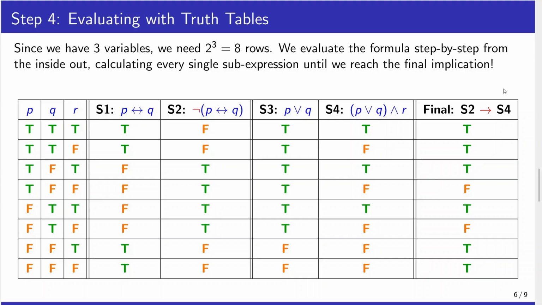By creating a column for every tiny sub-expression, we keep our thoughts incredibly organized, making it almost impossible to get confused. We simply follow the logic across the row until we reach our final answer.